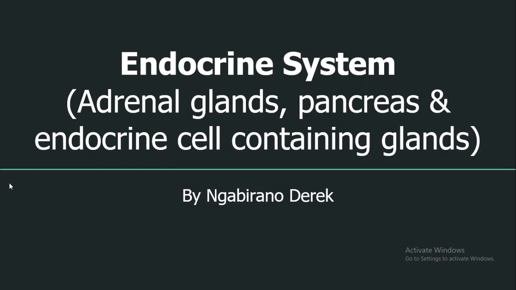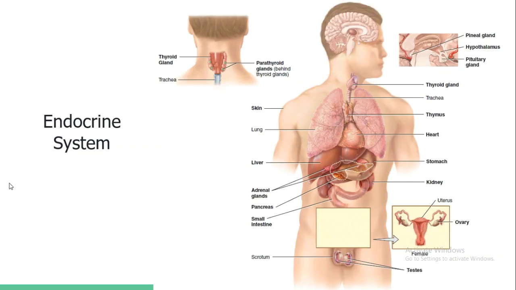So today in this lesson we are going to look at the endocrine system. This is the whole endocrine system displayed on your screen. We have the ovaries, the parathyroid glands behind the thyroid gland, the testes, the hypothalamus, pituitary gland, pineal gland, and many more. Adrenal glands are on top of the kidneys. So let's straight away go on.